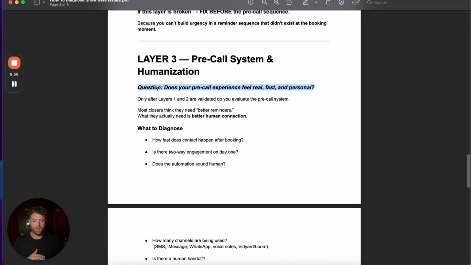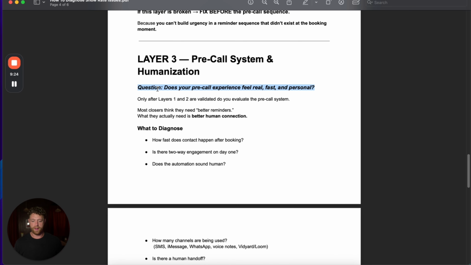Then we can move to layer 3. So then the question becomes, does your pre-call experience feel real, fast, and personal? Most closers think that they need better reminders. What they actually need is better human connection. So if you're a sales rep or a sales manager watching this, how much actual connection is in that pre-call? Is this an automated reminder or are we actually connecting with the client?